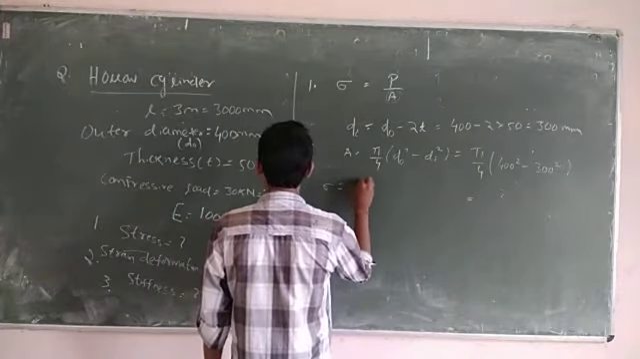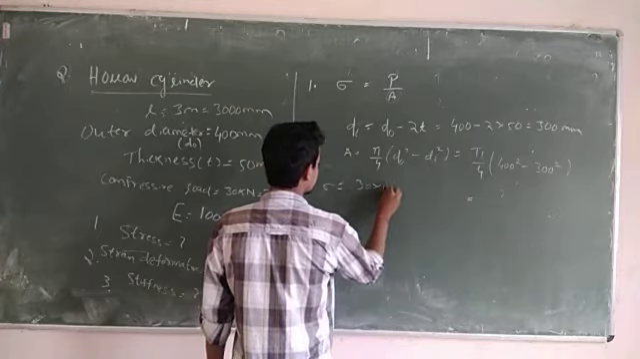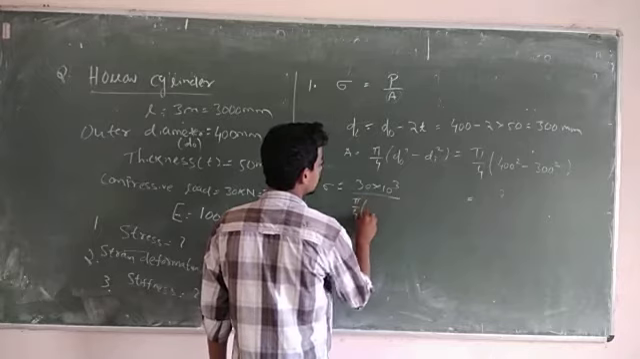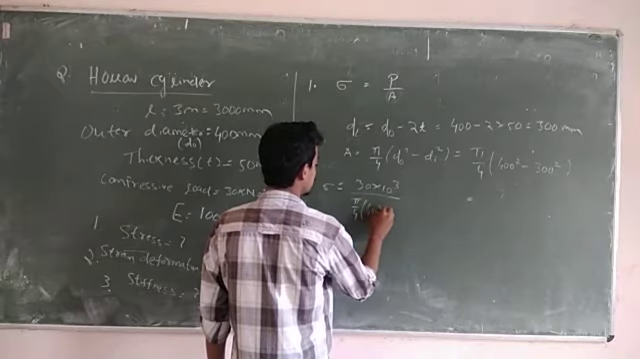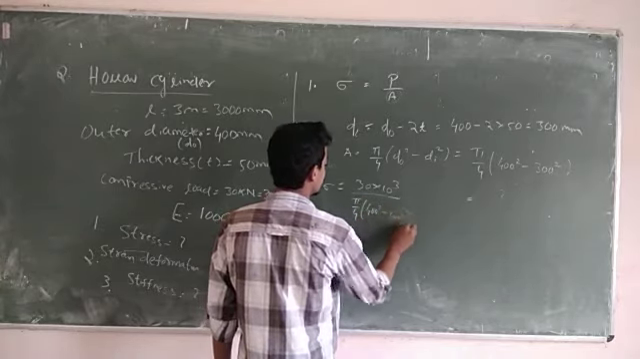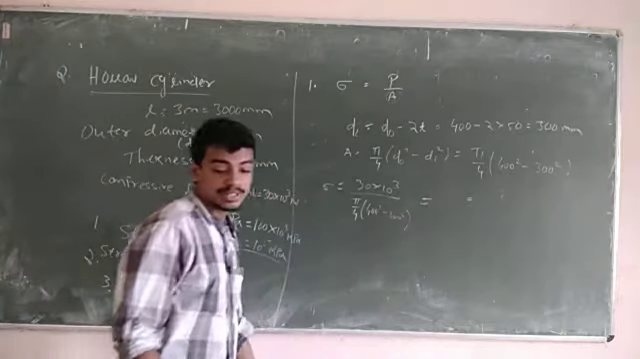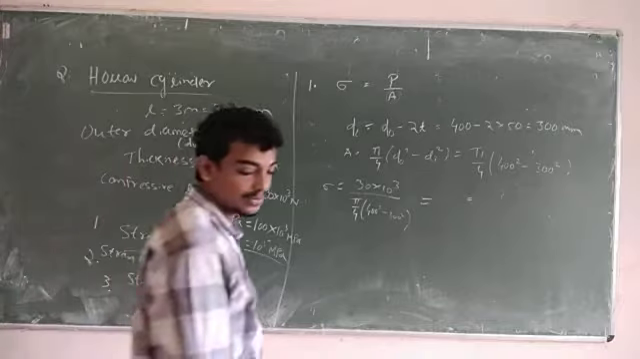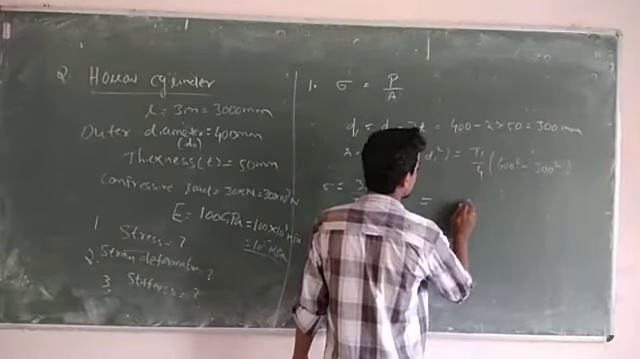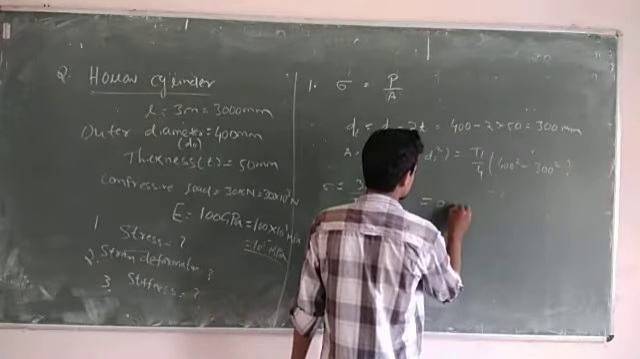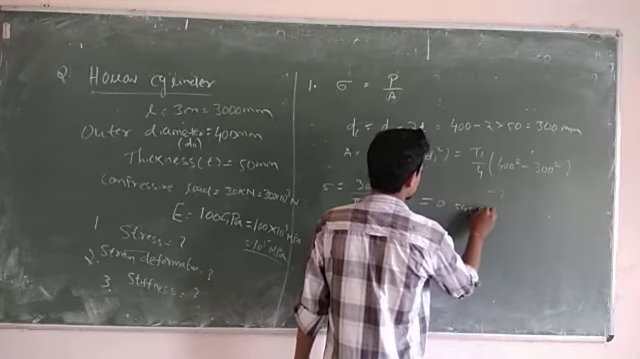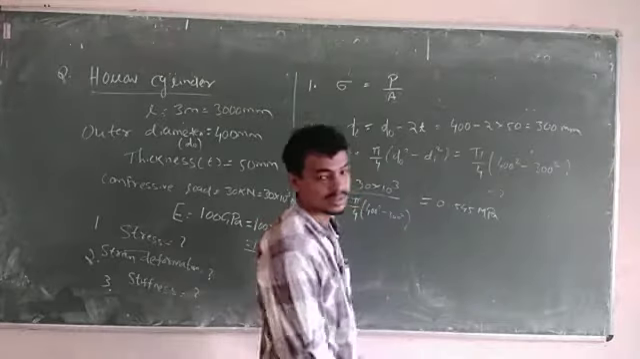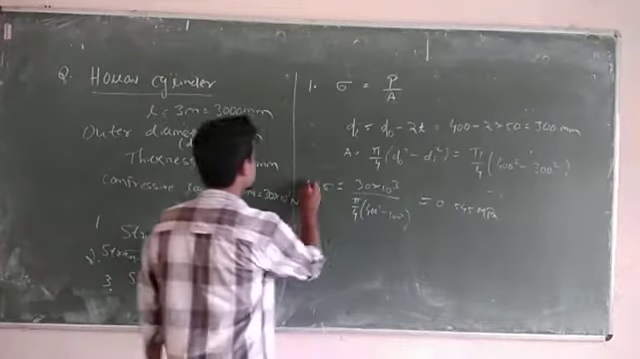So P means 30 into 10 to the power 3, divided by the area, pi by 4 into 400 square minus 300 square. It is coming around 0.545 megapascal, or you can write Newton per mm square. Okay, now one question is over.